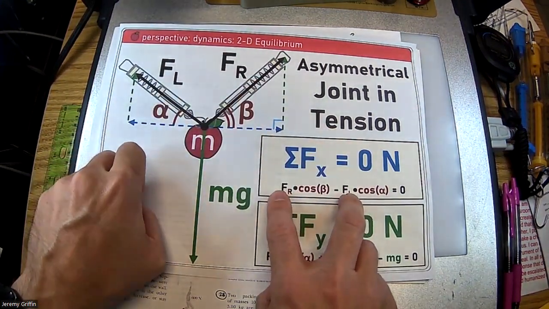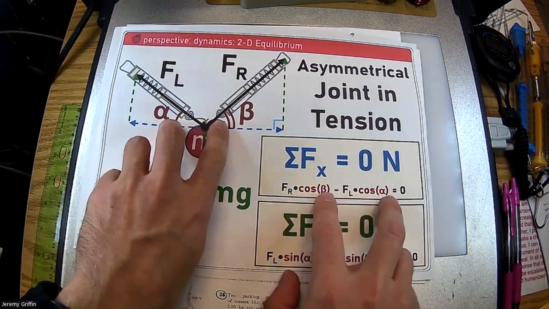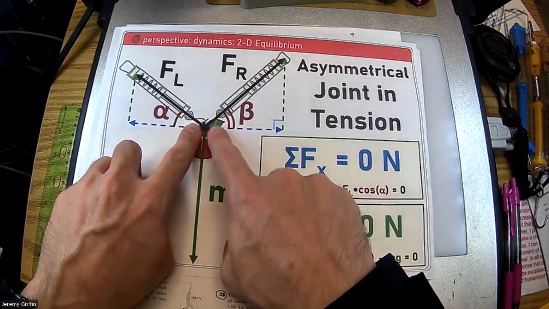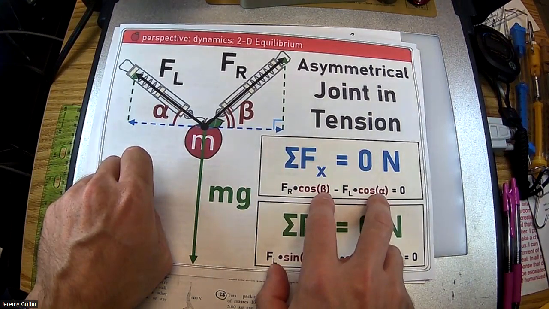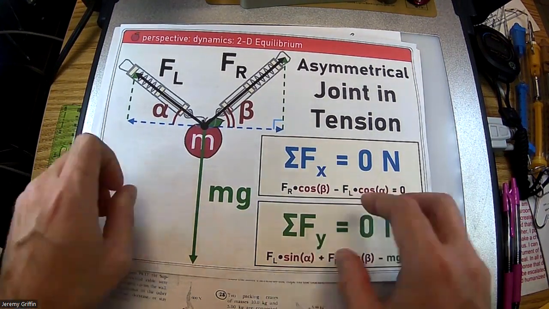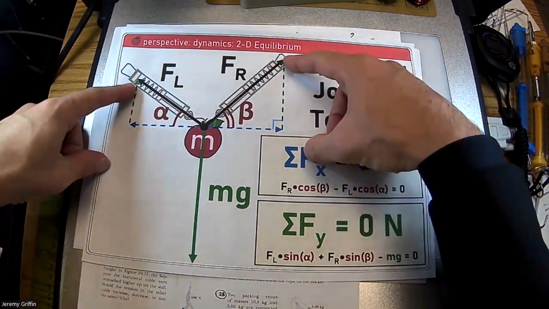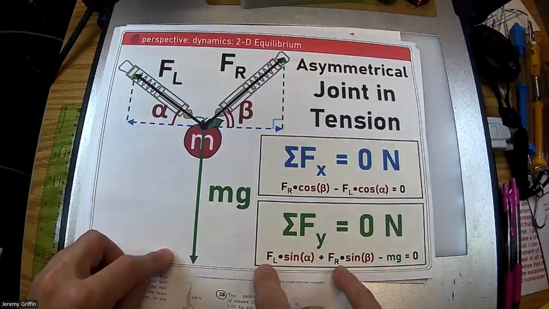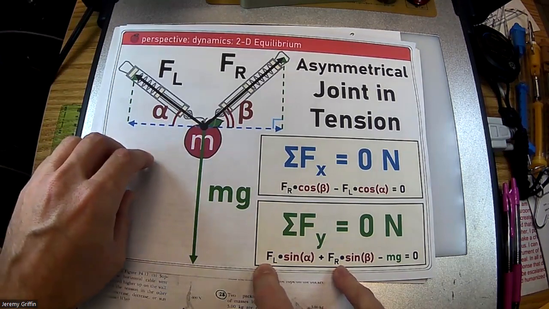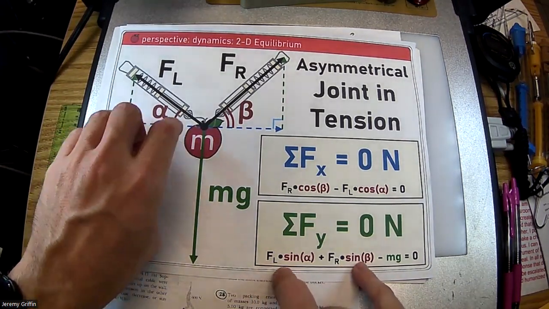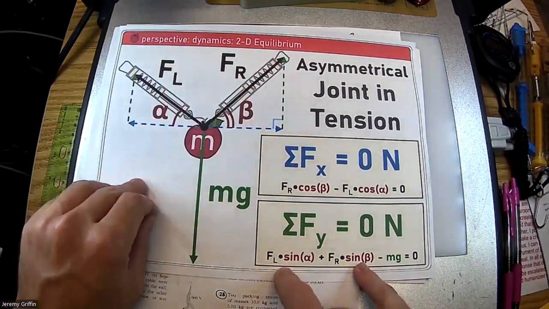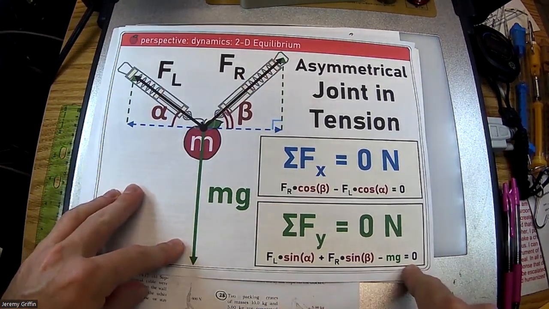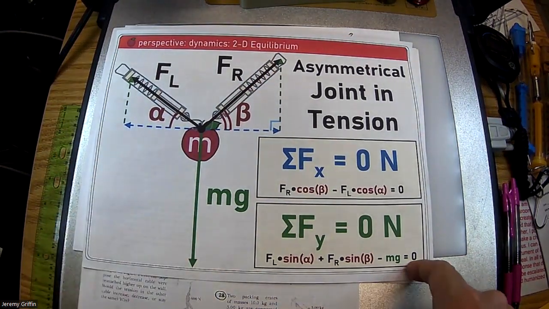We have to juggle alpha and beta, and based on alpha and beta, we've got some cosine values going on. So it zeroes out that way. Then vertically, these two upward components have to balance with this weight down. So again, there's a left tension and a right tension. We've got alpha and beta, but now we have some sine values: sine of alpha and sine of beta. Subtract the weight down, and that has to zero out too.